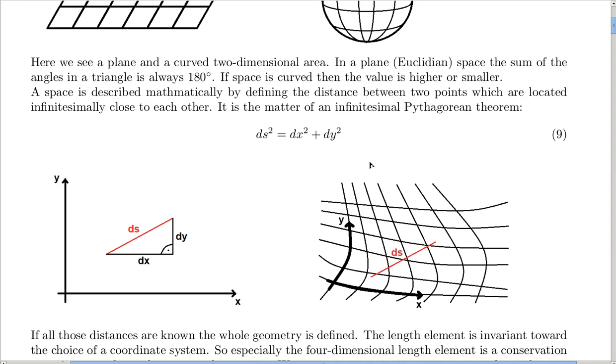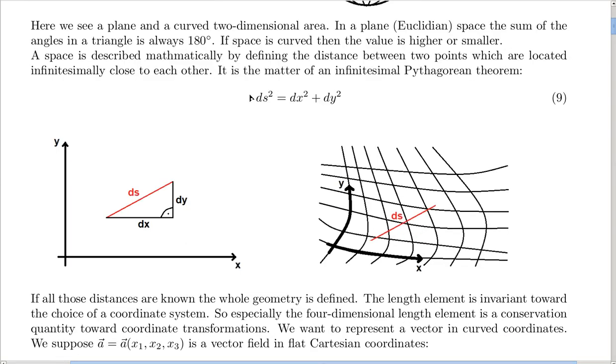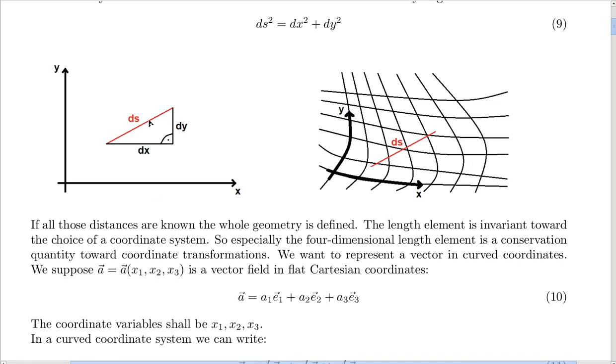A space can be described mathematically by considering the distances between two arbitrary points which are infinitesimally close together. So we have to apply the Pythagorean theorem again. It means the infinitesimal length ds squared is the sum of x and y squared. So we have here a normal Cartesian coordinate system, and we have here the length ds.